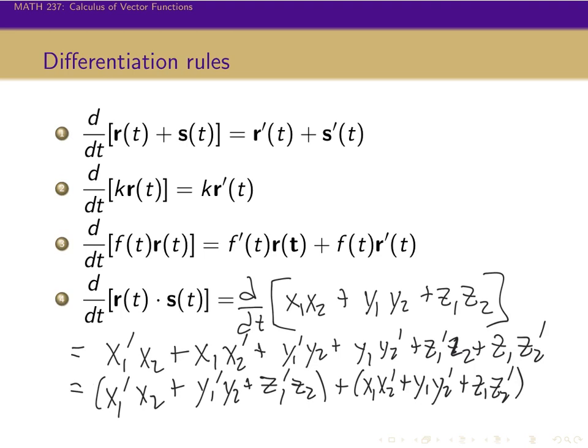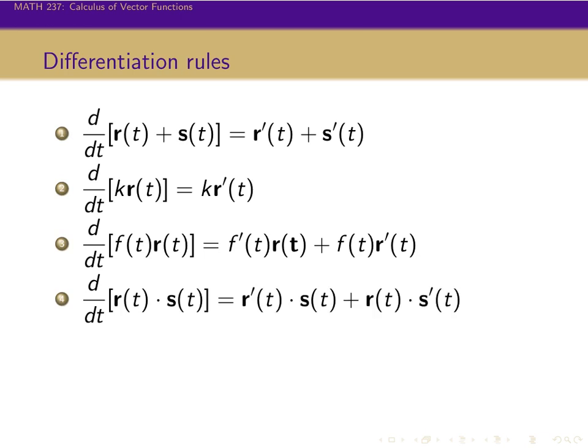And then looking at these, both look like dot products individually now. This first dot product on the left is the derivative of r dotted with s. And this one on the right is r dotted with the derivative of s. And they're being added together. So we end up with something that also looks like the product rule.